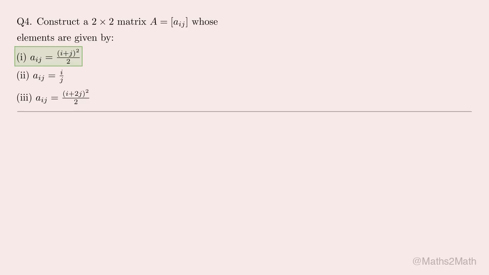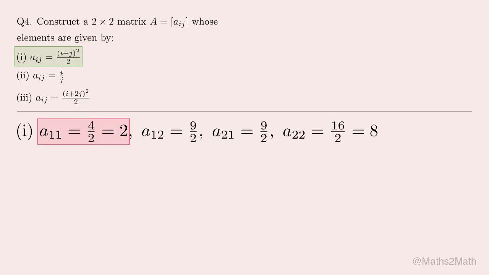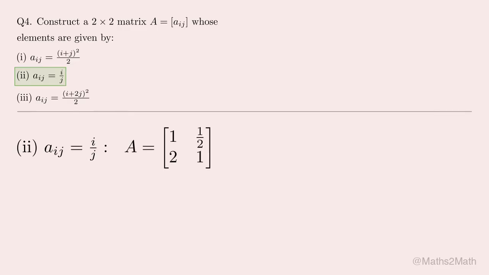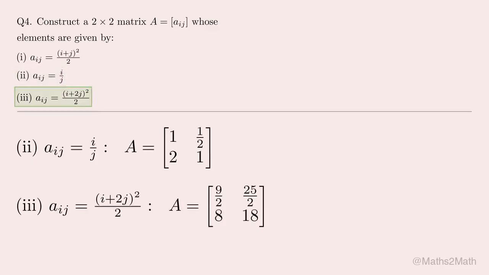Question 4. 3 formulas, each generating its own 2 by 2 matrix. We substitute every row-column pair. In each case, i is the row number, and j is the column number. Formula 1, (i plus j) squared over 2. The 4 entries: 2, 9 halves, and 8. Assembled as a matrix. Formula 2, i over j, gives 1, 1/2, 2, 1. Formula 3, (i plus 2j) squared over 2, giving 9 halves, 25 halves, 8 and 18.